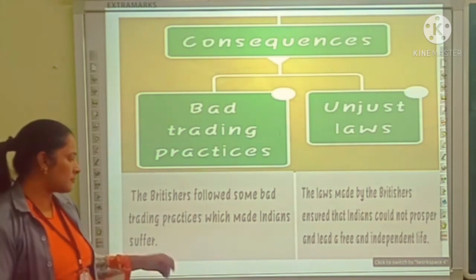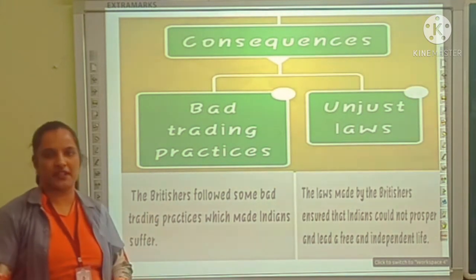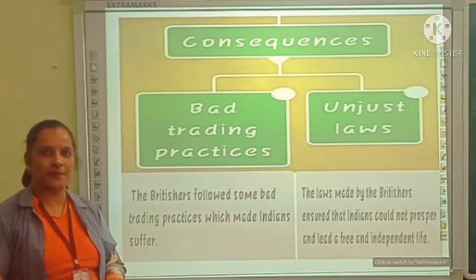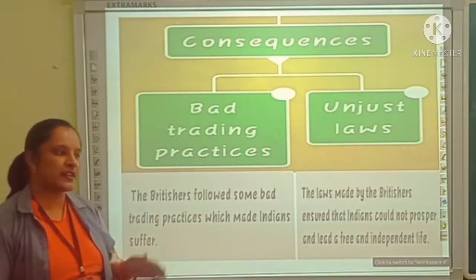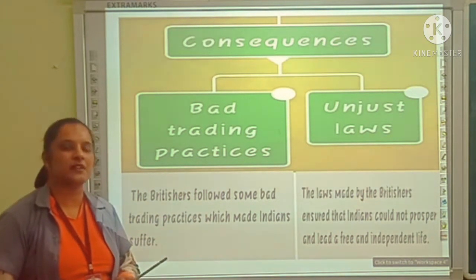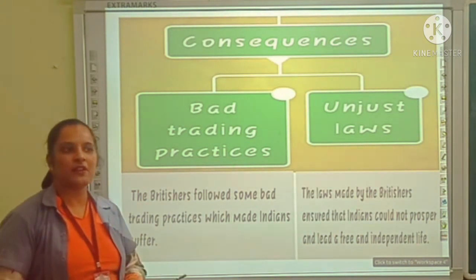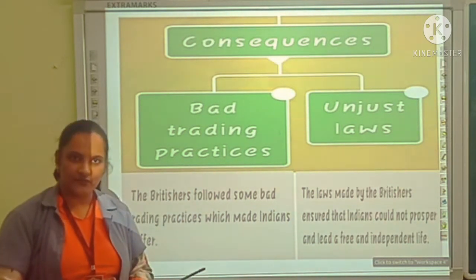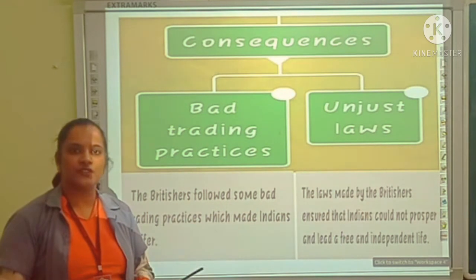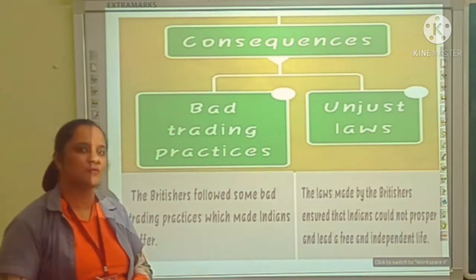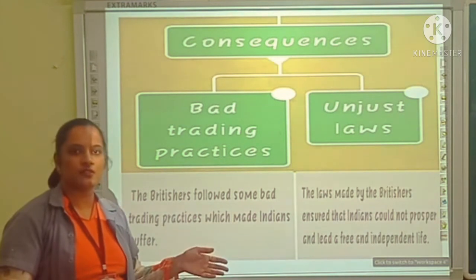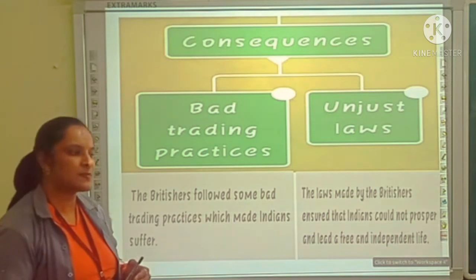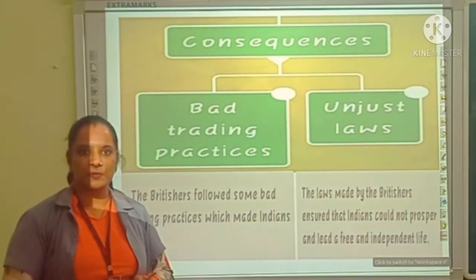So the products produced in Britain were of better quality as compared to those of India, and also cheaper. The prices were cheaper as compared to Indian ones. Why? Because Indian products were produced by hand. Clothes were woven or produced with the help of handlooms. So the British products were good quality and cheap, so most Indians preferred to purchase British products.